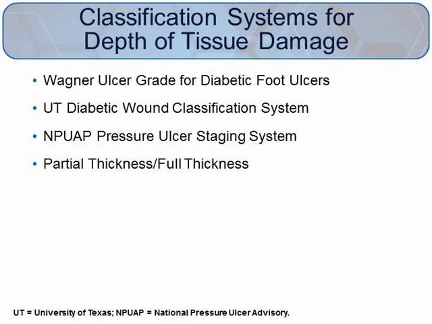So let's look at classification systems for depth of tissue damage. We have these for both diabetic foot ulcers and for pressure ulcers, or you can just classify wounds as partial or full thickness. I'm not going to be going through these classification systems in depth. However, I want to encourage you to go online or go to your library and get these classification systems and review them for yourself. I just want you to be familiar with them.